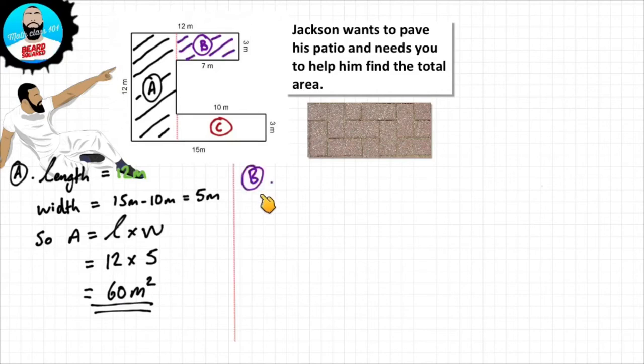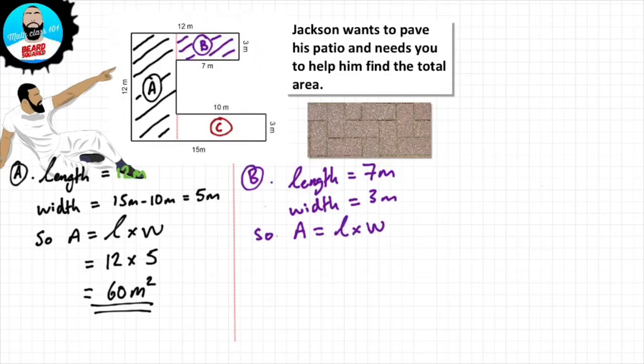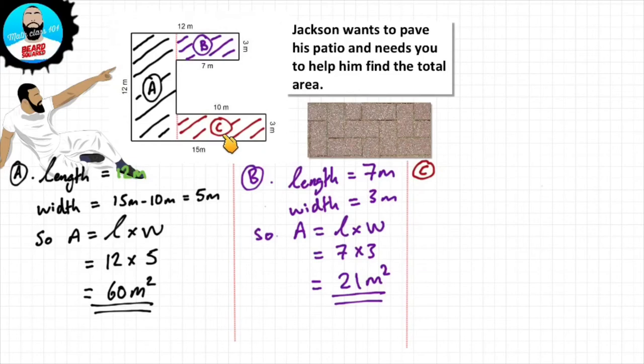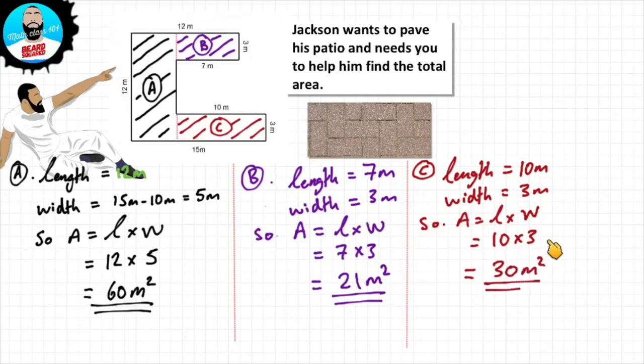For part B, we'll work out the area of this section. Now the length is 7 and the width is 3. So area equals length times width. 7 times 3 equals 21 meters squared. For section C, the length is 10 meters and the width is 3 meters. So area equals length times width, 10 times 3, 30 meters squared.